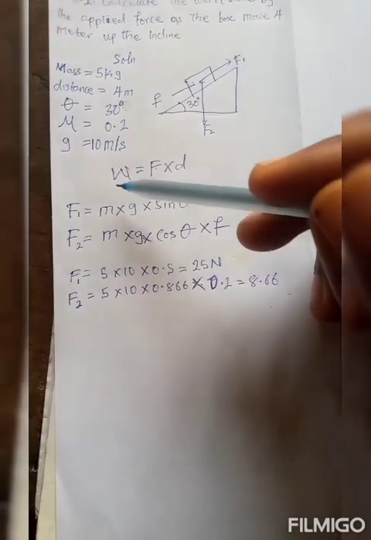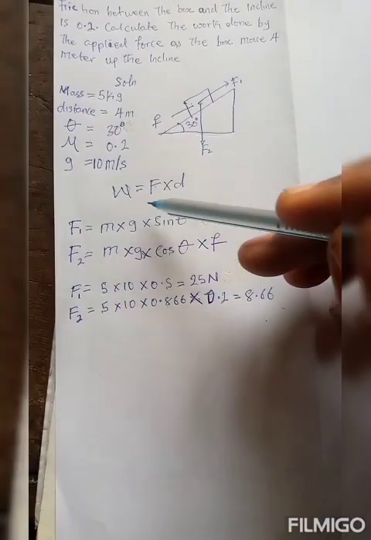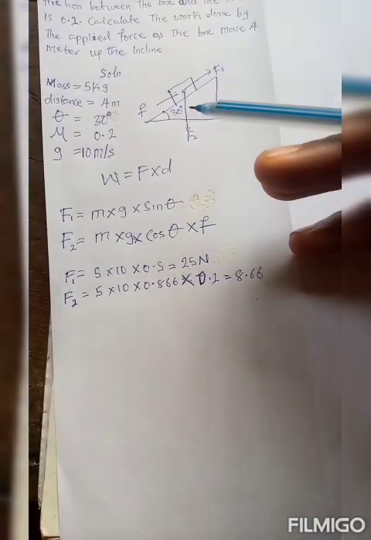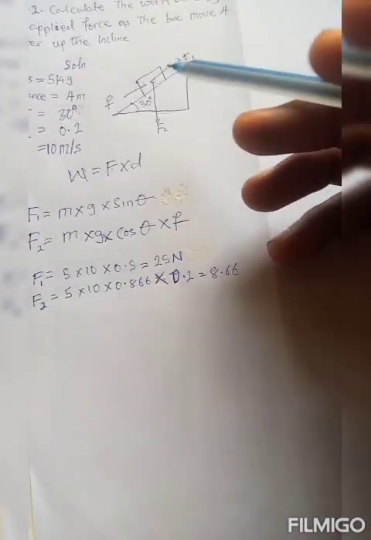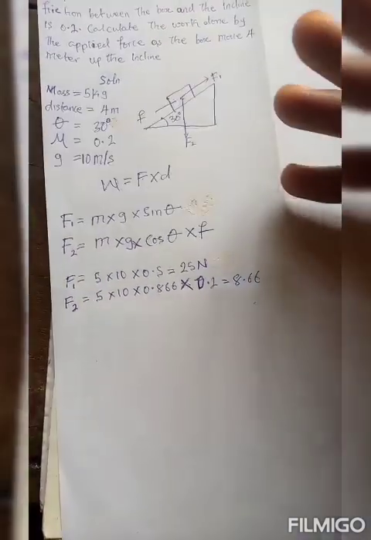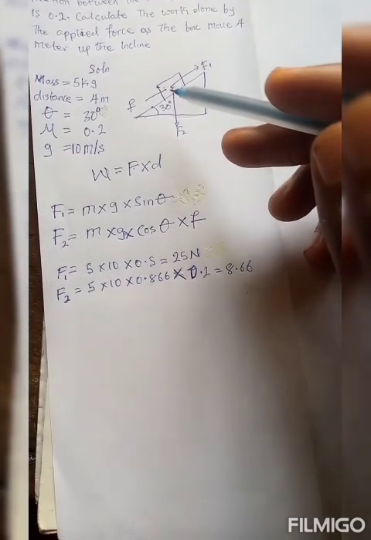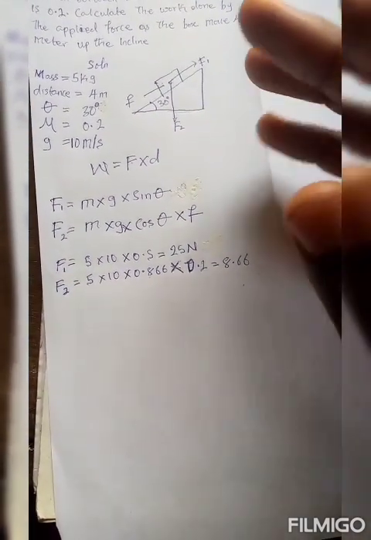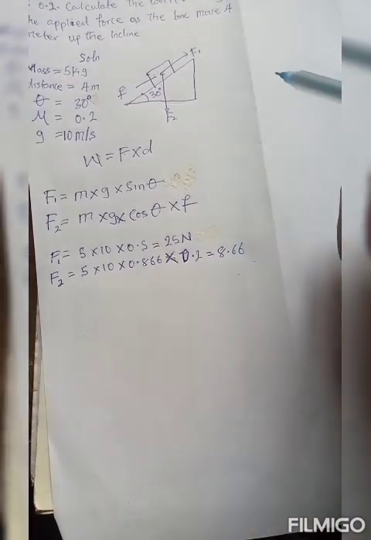As you can see here, our general formula for work done is force times distance. Now, like I said, there are different forces acting on this. Our first force here is pulling this object upward, acting against the frictional force that is pulling it downward, and the other force pulling it downward towards gravity.